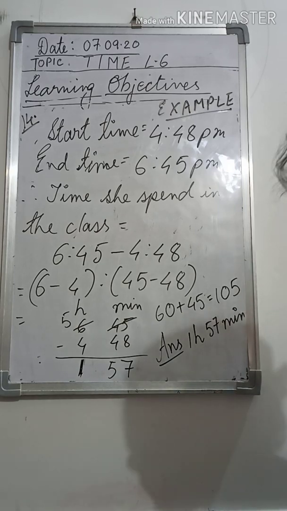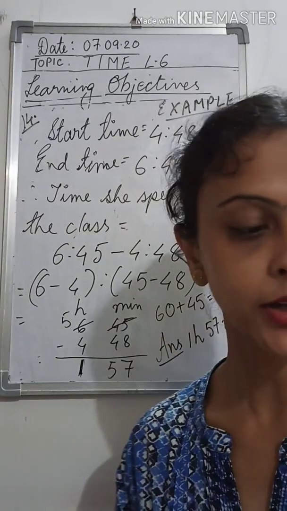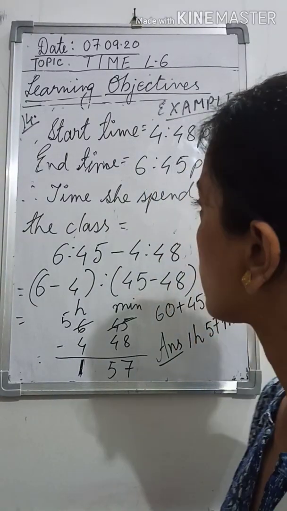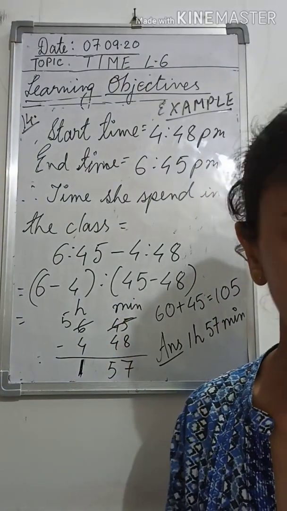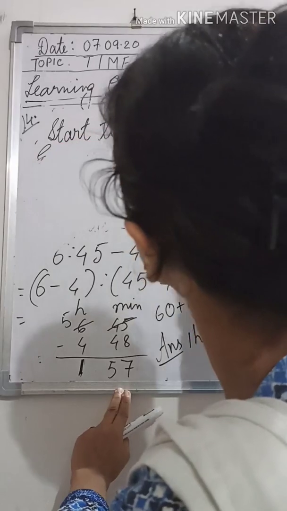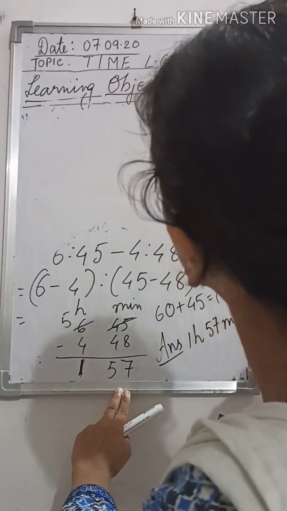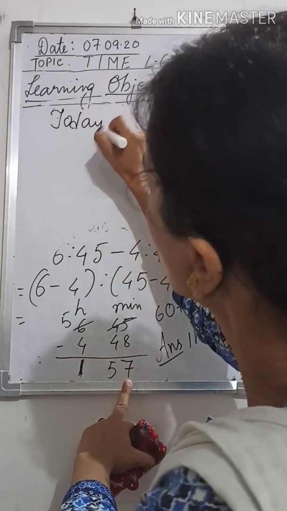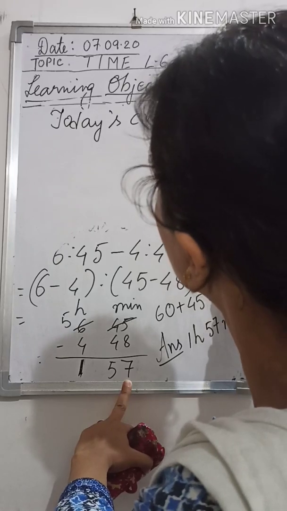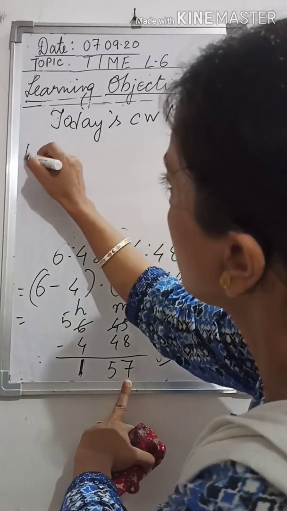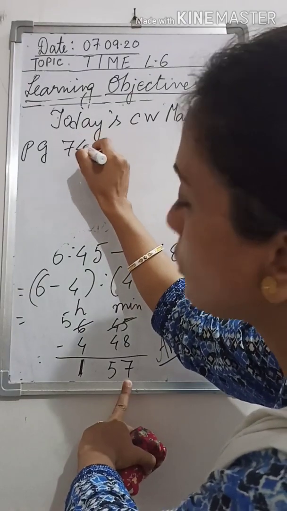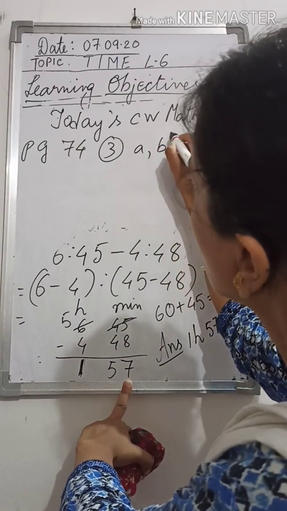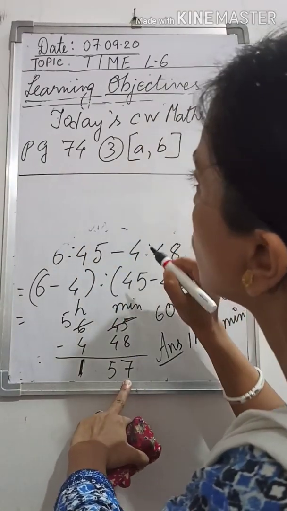Okay, so I am going to give you only 2 sums for your classwork today after watching the video. It is very easy. Whatever we have discussed today, that only I have given you for your classwork. So your today's classwork is from your maths textbook. It's page number 74. You can see 2 word problems are given. Question number 3, 2 word problems, A and B. So that is your classwork. You do it now and send it in the Google Classroom.